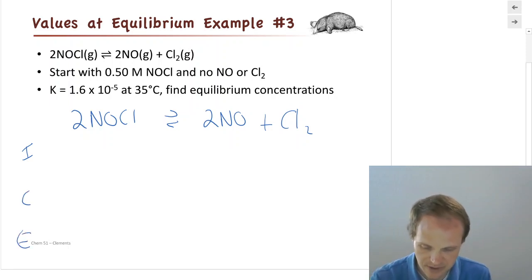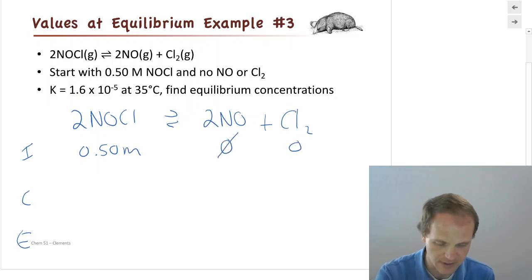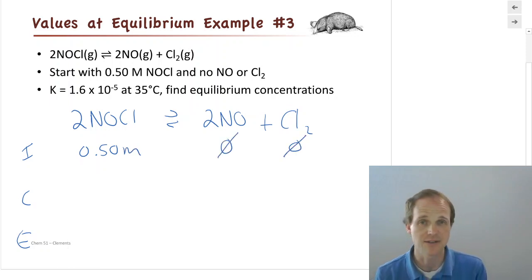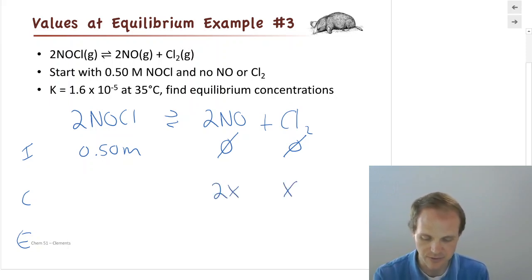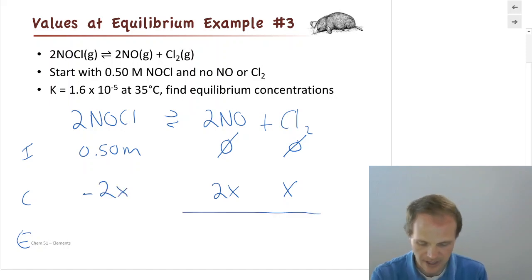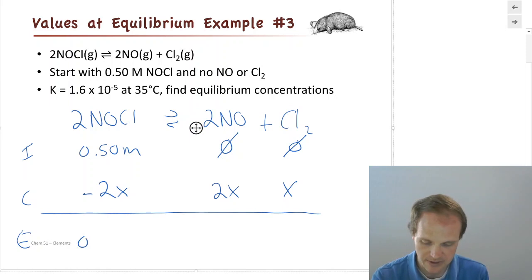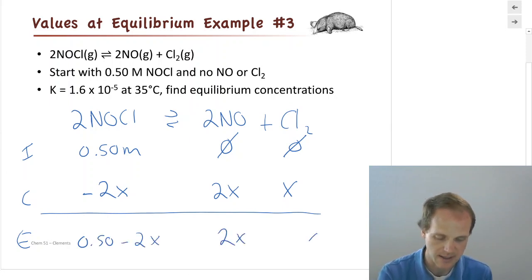We're starting with 0.50 molar NOCl. None of this and none of this. As it reacts, we make some. We don't know what it is. We call it x. And then we do the stoichiometric coefficients, 2x. We're using this one up, and so we say that one is minus 2x. We add them up to get the equilibrium line. We get 0.50 minus 2x, 2x, and x.